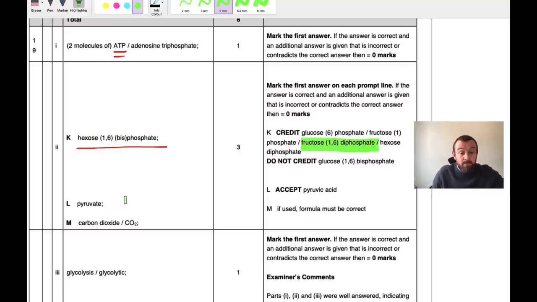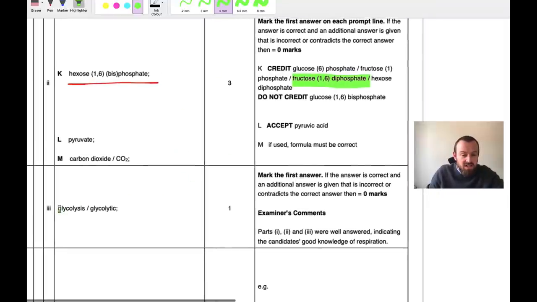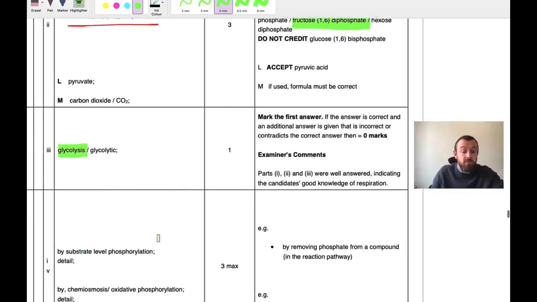L is pyruvate. M is carbon dioxide. The whole process, which we talked about, the whole first stage is called glycolysis, which, remember, by the way, occurs in the cytosol, not in the mitochondria. Just remember that, cytosol for glycolysis. And process W was substrate phosphorylation.